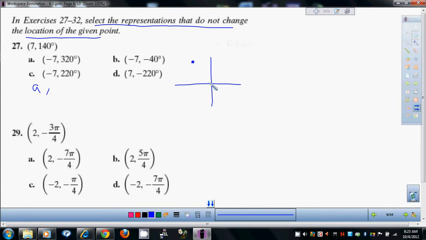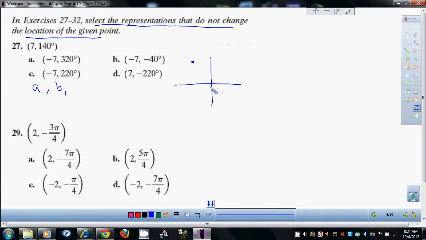B, negative 7, negative 40. Well, positive 7, positive 40 would put us here. Negative 40 would put us here. And then the negative radius would put us here. So B also did not change anything.